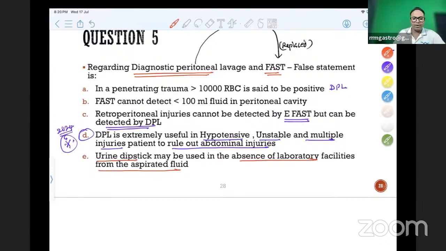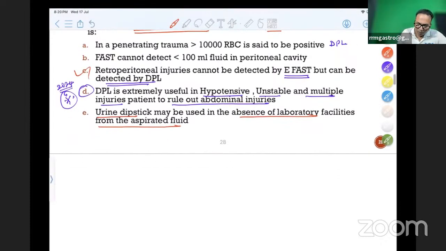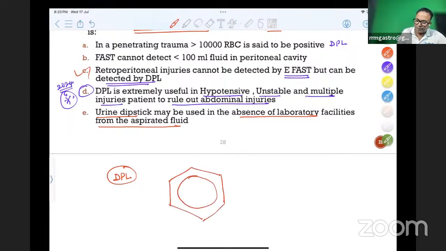So which is wrong in this? Question is, which is wrong? C is wrong, not D. C is wrong. Please understand. Diagnostic peritoneal lavage can detect pathology only inside the abdomen. How can it detect pathology outside the peritoneal cavity? This is the peritoneal cavity. Retroperitoneal means like aorta, IVC injury, you cannot detect. So IVC, aorta injuries and all you cannot detect.